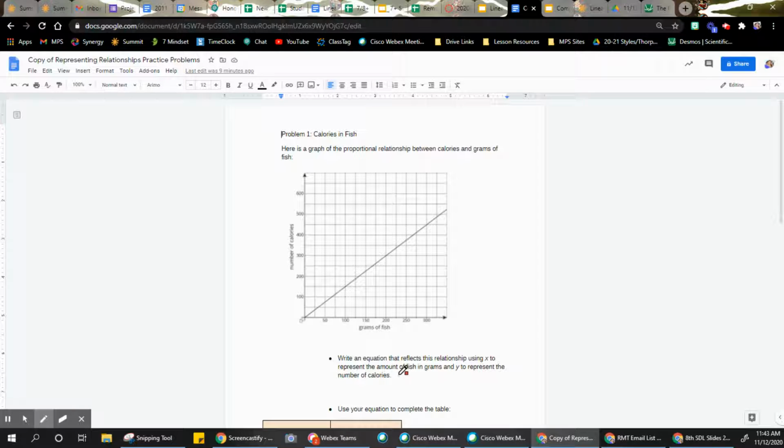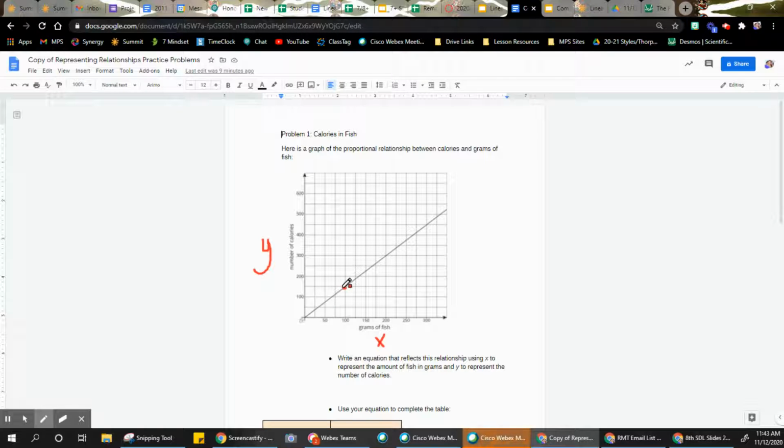The first question says, write an equation to represent this situation using X to represent the amount of fish in grams, so this is X, and Y to represent the number of calories, so that's my Y. So first thing I have to do is find my constant of proportionality. To do that, I've got to figure out a point. So I'm going to look at my line to figure out where it crosses evenly.